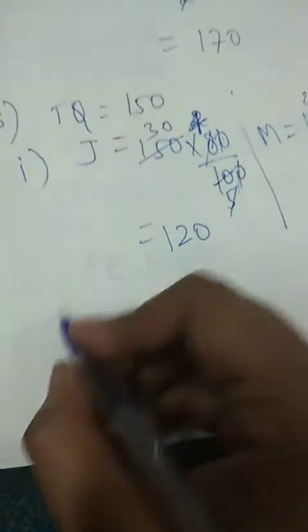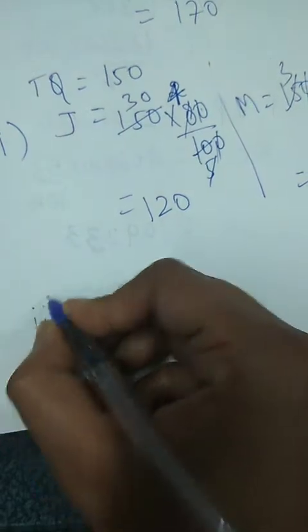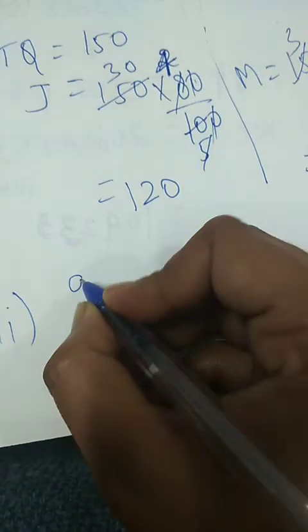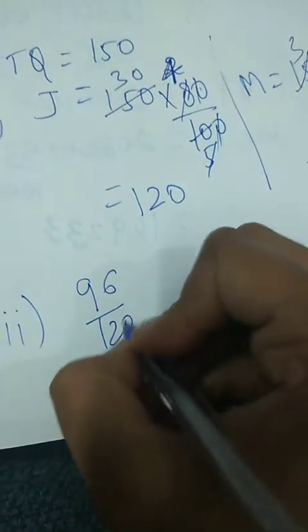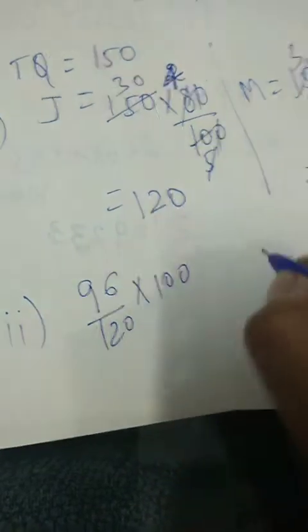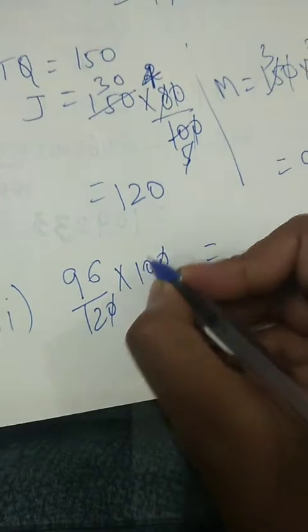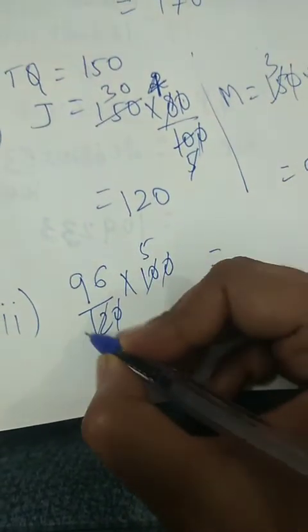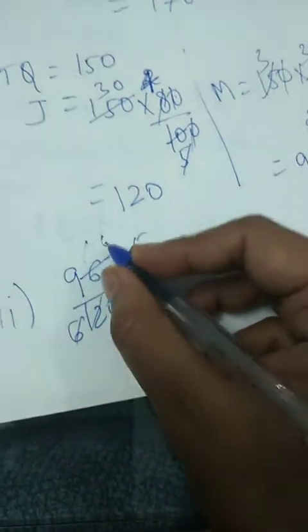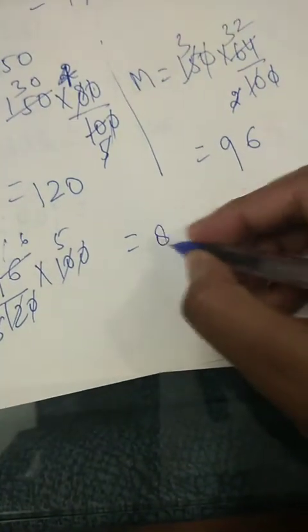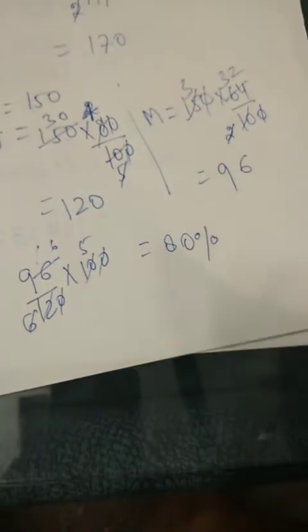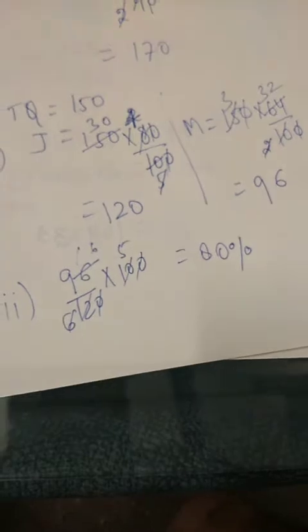Now the second part, how will you solve the second part? It will be 96 upon 120 into 100, because you have to find percent. So it is 80%. This is how we are going to do this question. You can just have a look at this question.